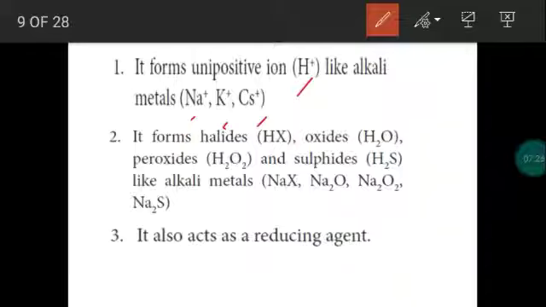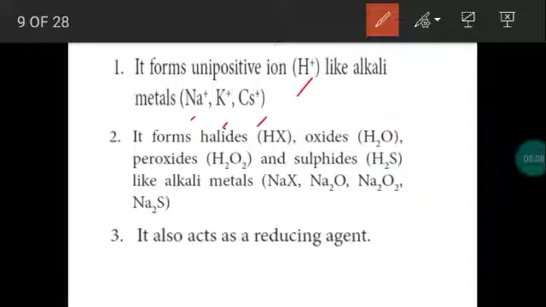When sodium loses an electron, it becomes sodium cation, Na plus. Potassium loses an electron, it becomes K plus. Cesium loses an electron, it becomes cesium cation, Cs plus. In the same way, hydrogen loses an electron, it becomes H plus cation. We call this a proton. H plus is simply called a proton because it does not contain any electron. The simplest atom is hydrogen. If it loses the electron, it has only one particle within the atom, which is the proton. This is the first evidence. Like alkali metals, hydrogen also loses an electron. It forms a unipositive cation.